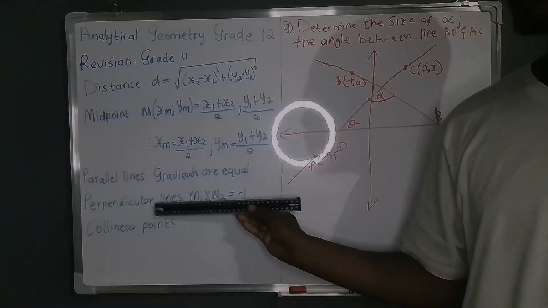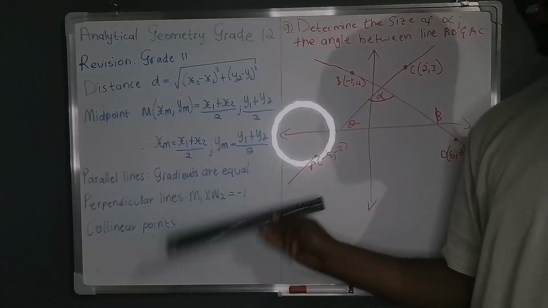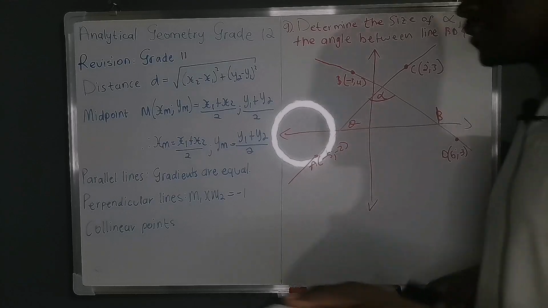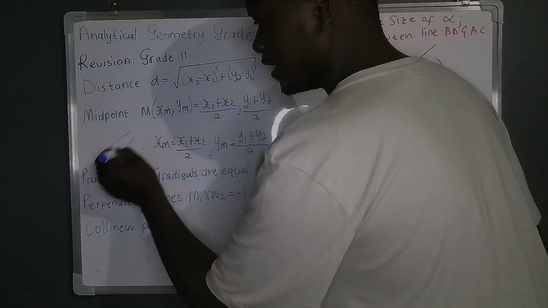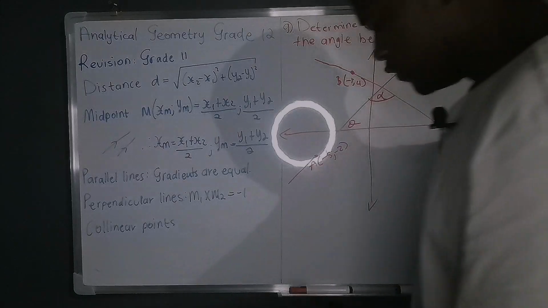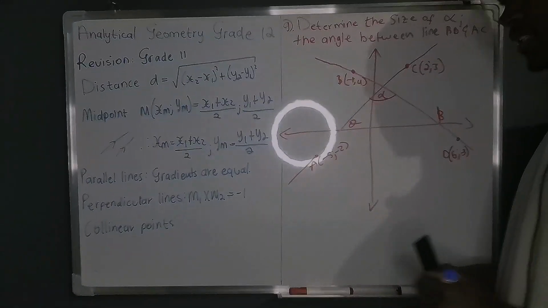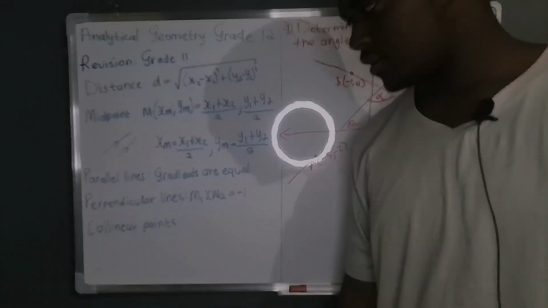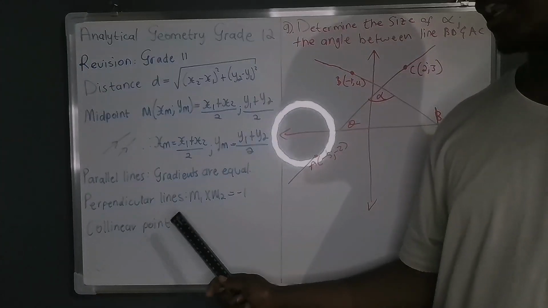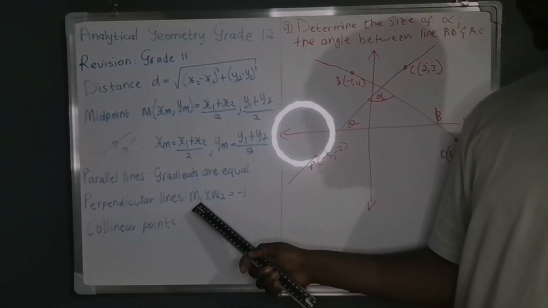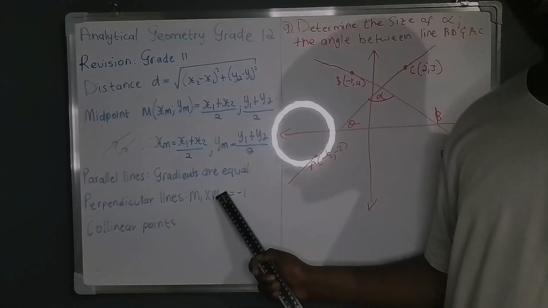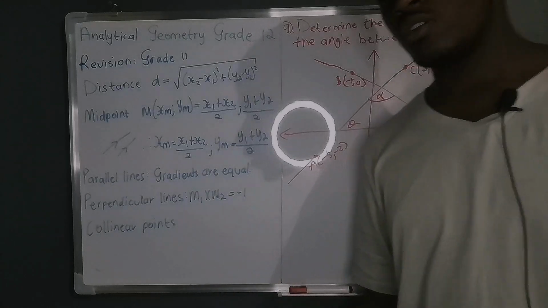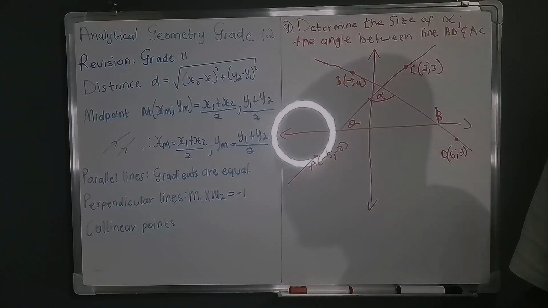Then they've got parallel lines. In parallel lines, the gradients are equal. Basically, if you have 2 lines that are parallel to one another, you must conclude that the gradients of these 2 lines are equal. Then you have perpendicular lines, wherein the gradients of those 2 lines, when you multiply them, provide you with -1 as the final answer.